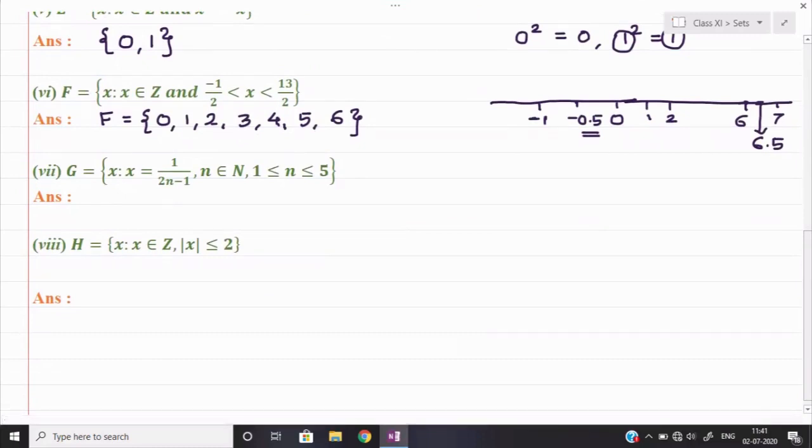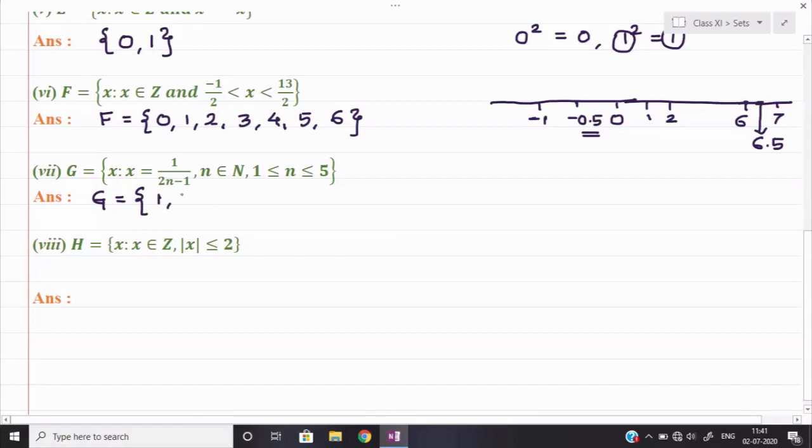So part number 7, what they are saying: x such that x is equal to 1 upon 2n minus 1. The value of n belongs to N only, and the value of n they are taking from 1 to 5, less than or equal to, given to us. So first, if I take n equal to 1, now do it orally. The value will be 1 upon 2 into n minus 1. So 2 into 1 is 2, 2 minus 1 is 1. So 1 upon 1 will be equal to 1 only.